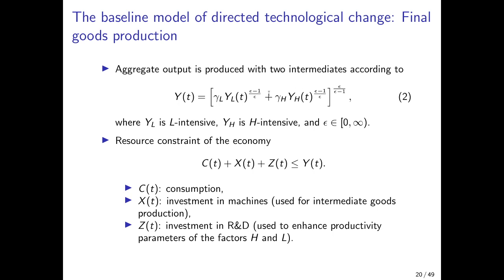And we have an elasticity of substitution, epsilon, between the two inputs in final output production. So epsilon is between 0 and infinity, basically. If it's infinity, the two intermediate goods are perfect substitutes in production of the final good. If epsilon is equal to 0, then they are perfect complements. And for epsilon equal to 1, it would collapse to the Cobb-Douglas production function. The resource constraint I've already mentioned: this final output can be used either for consumption or for investment in machines or for investment in research and development.